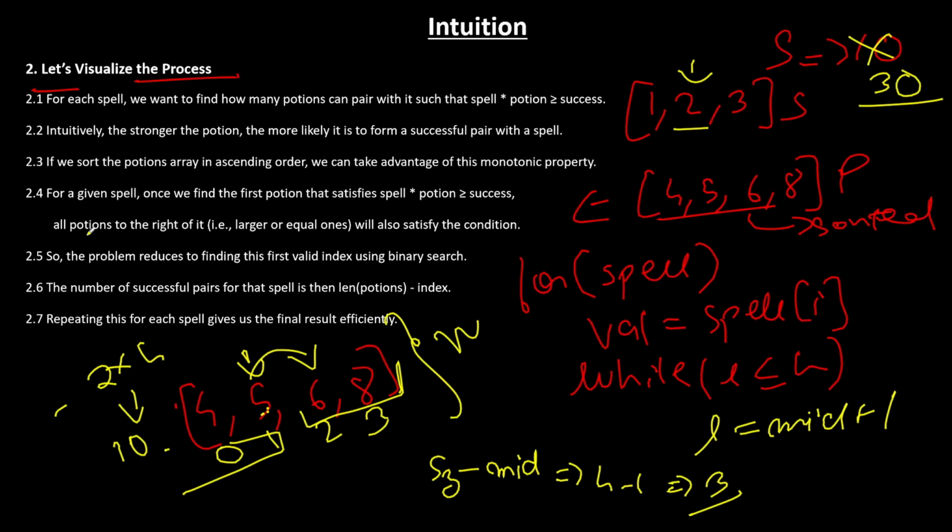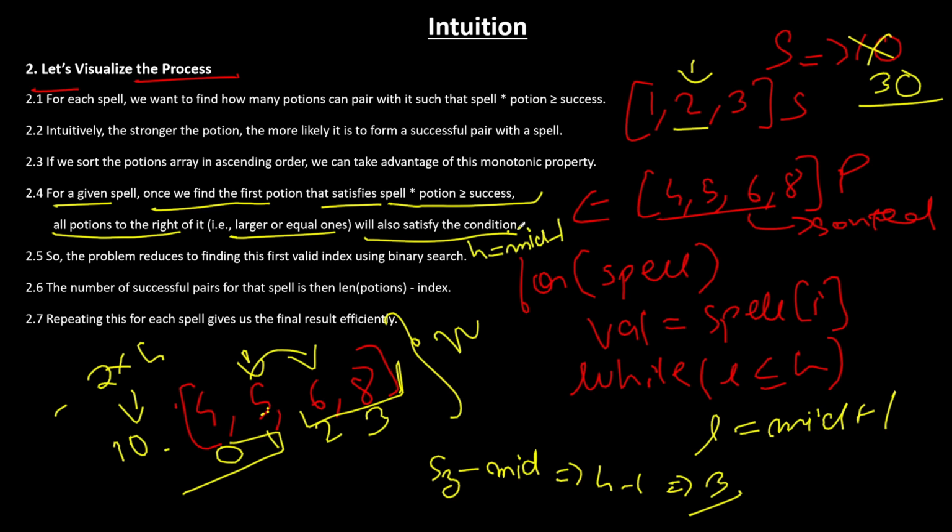This is what is written here. For a given spell, once you find the portion that satisfies the spell into portion product, all the portions to the right of it, the larger or equal ones, will also satisfy the condition. This is for the one which satisfies the condition, then it will become high equals mid minus 1, right?